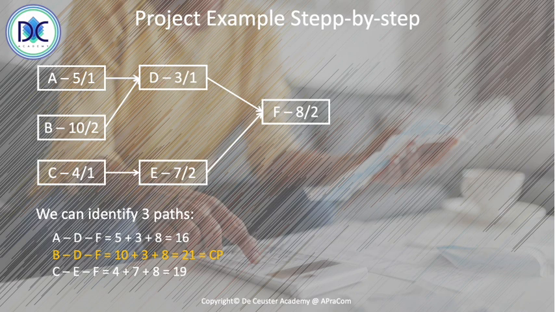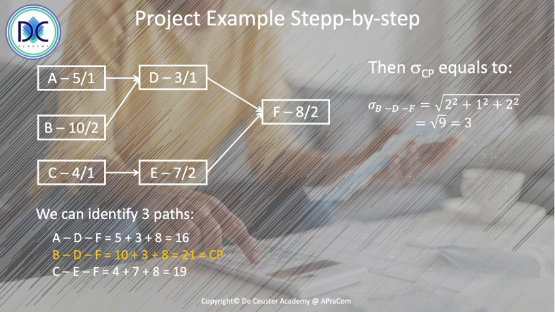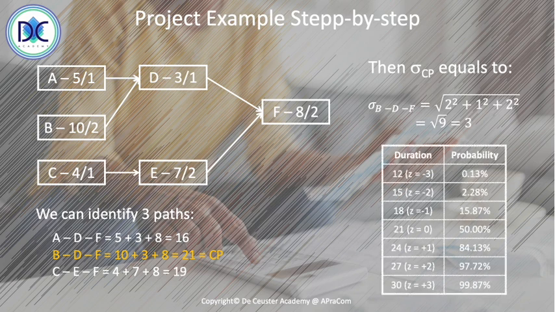Next thing is to calculate the standard deviation of the critical path. What we want to calculate is the standard deviation for the path BDF, and first we have to calculate the variance. So the variance is 2 to the square, plus 1 to the square, plus 2 to the square, which gives us 9. So to get the standard deviation of the path BDF, we take the square root of 9, which is equal to 3. And what we're going to do now is look at different durations.